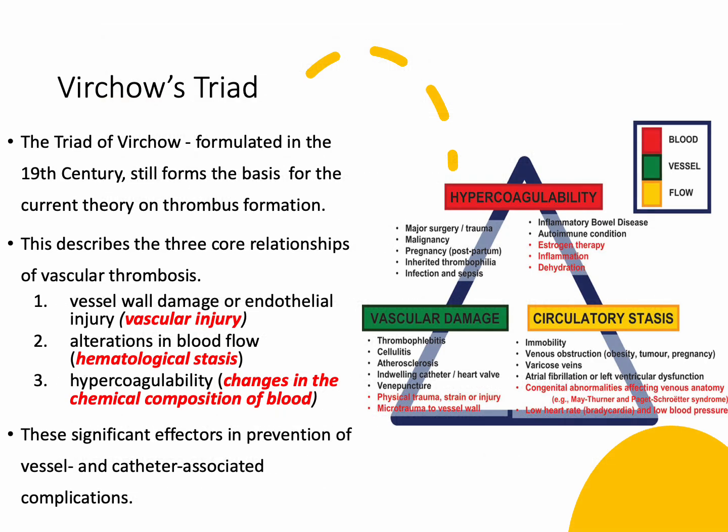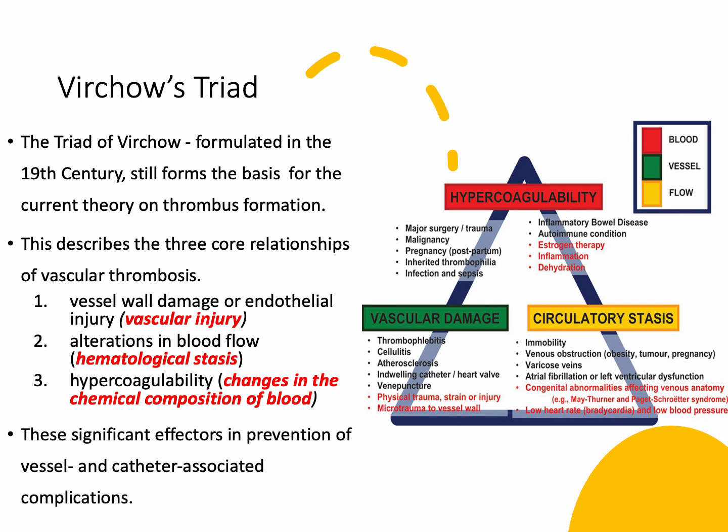Just a quick review of Virchow's triad, which was formulated in the mid to late 19th century. It still forms the basis for the current theory of thrombus formation, and it defines 3 essential core relationships: hypercoagulability, vascular damage, and venous stasis. A number of these strategies, as vascular access specialists, we're all very familiar with. Vessel wall damage and endothelial injury causes vascular injury.